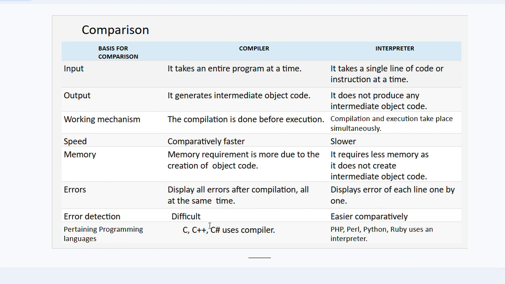The programming languages for which a compiler is needed are C, C++, C#, and for interpreter, PHP, Perl, Python, Ruby.